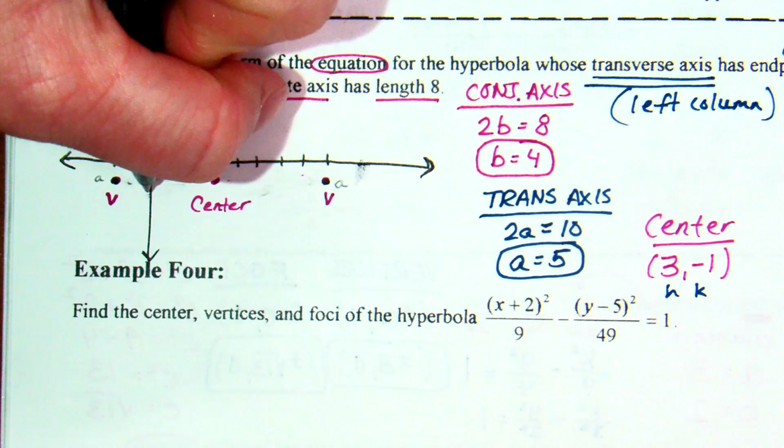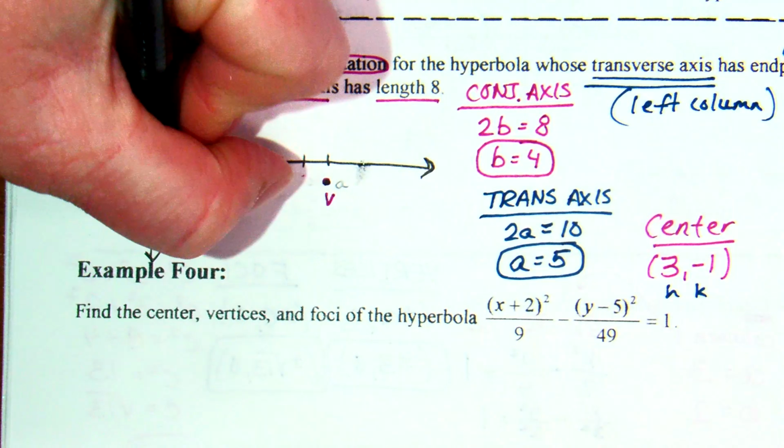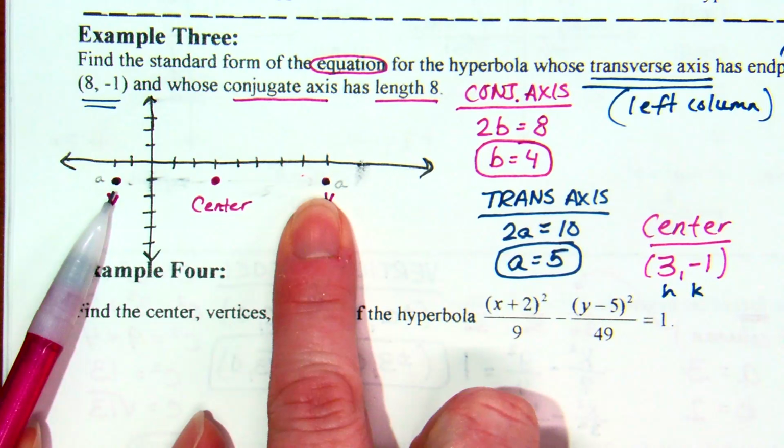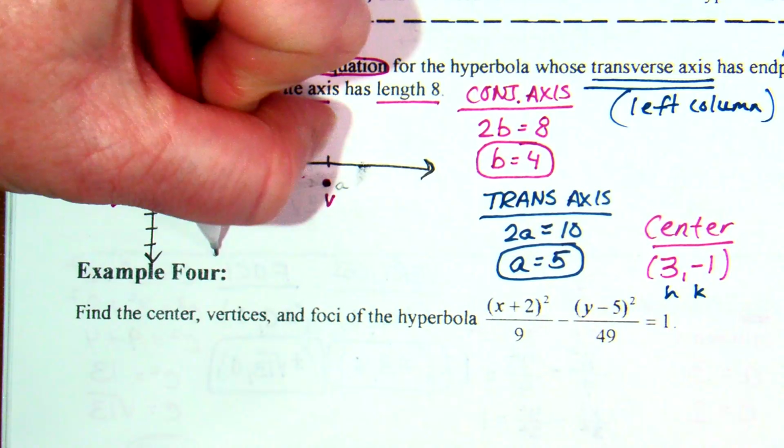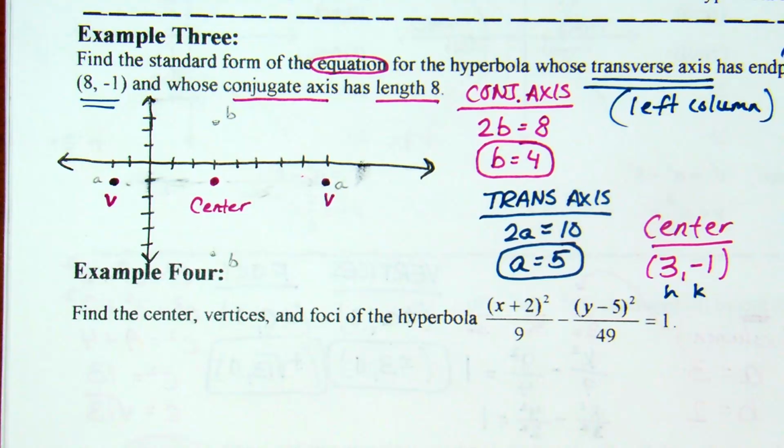Not every direction. My A's already go left and right, so that means in this case, my B's go up 4 and down 4. So how do you decide that your A's go left and right? Because of the left column, yes. And because we were given our vertices. We were told the vertices, and those are represented by A.